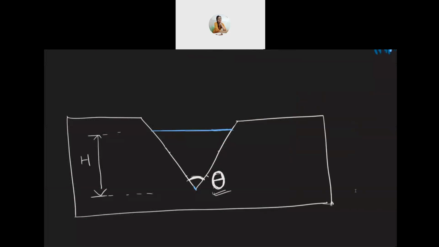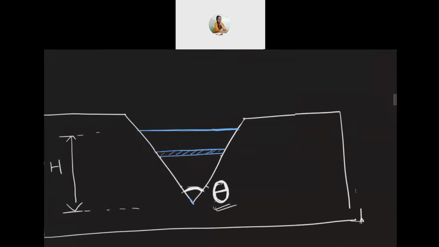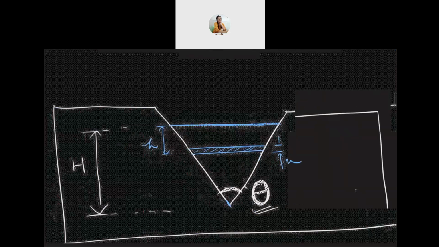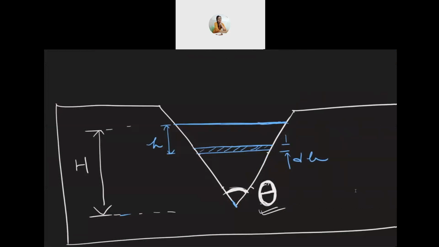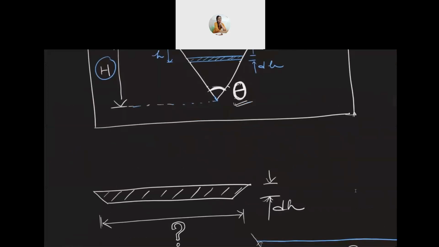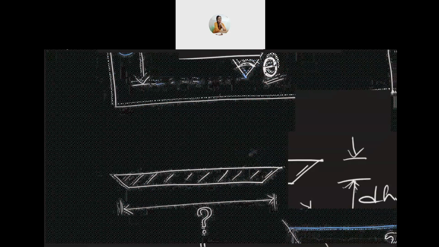an elementary strip, again a horizontal strip. And this horizontal strip will have a thickness dh, and the head above that horizontal strip is small h. And the total head available from the bottom of the notch is capital H. Now again, we have to find out the area of this elementary strip to find out the discharge.